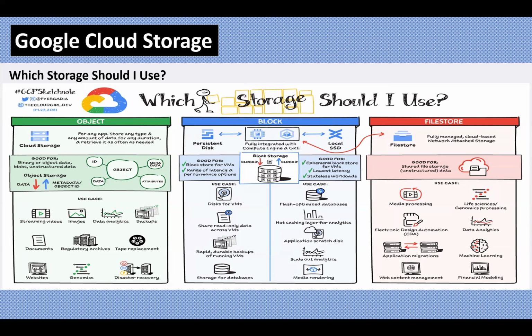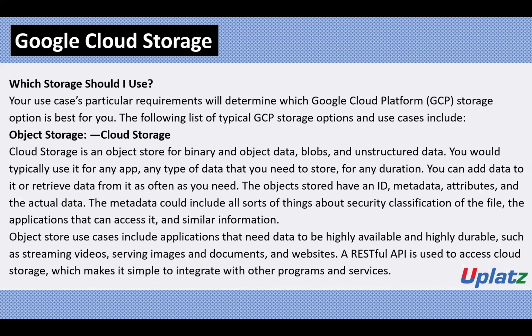Then there is file store. You might wonder what these things are: file store, block, object. You can also see here under Cloud Storage, buckets and objects. Then there are the use cases for each of these. Now let's see this one. Which storage should I use? Your use case and particular requirements will determine which cloud platform storage option is best for you.